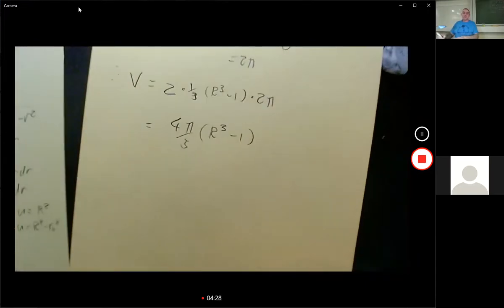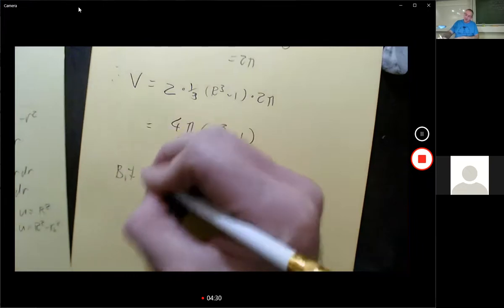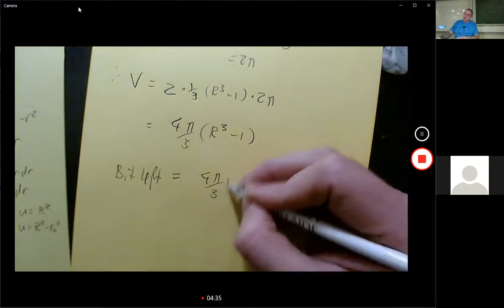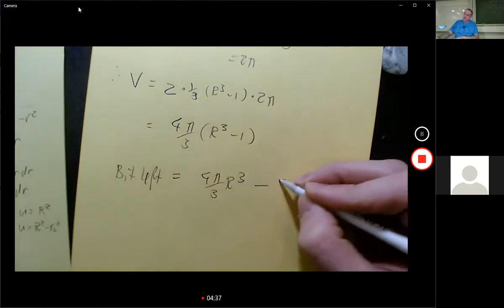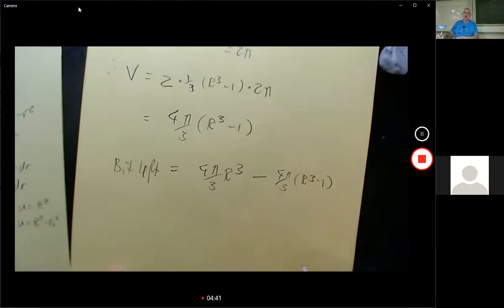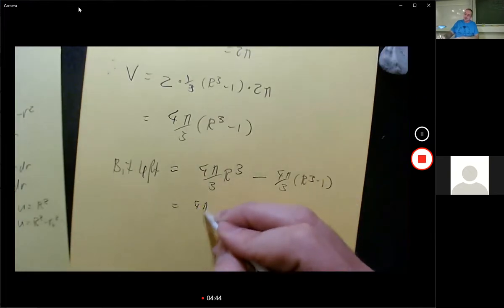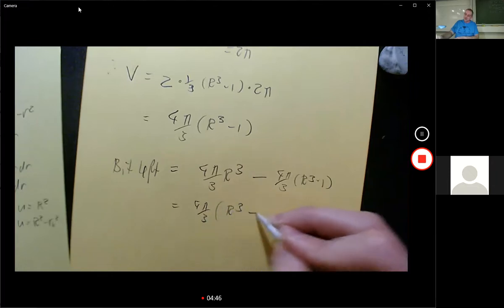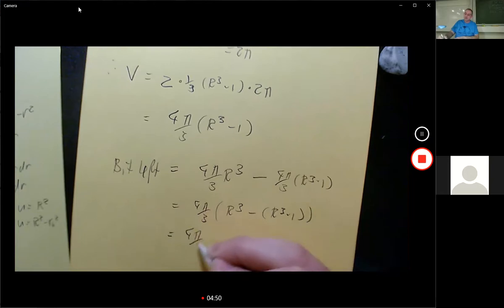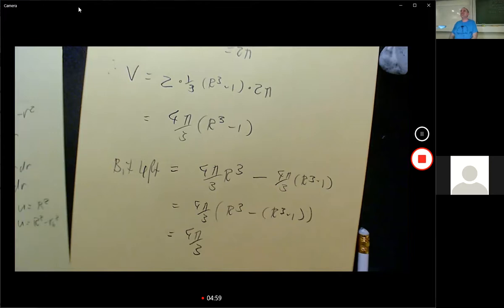Right. So the bit left will be the volume of the whole sphere minus the bit that we removed. Ah, look at that. R cubed minus R cubed minus 1 will be R cubed minus R cubed plus 1, which is just that. Oh, how cool is that?